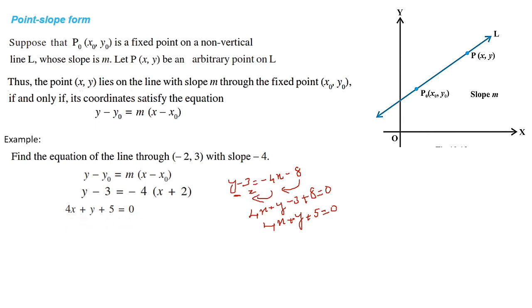So point slope form, don't forget. Previously we have learned about horizontal and vertical lines which are parallel to the axis, and now it is point slope form, the second one.